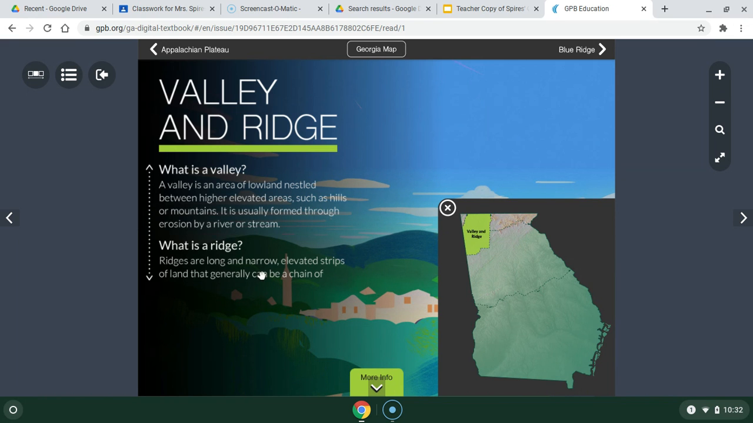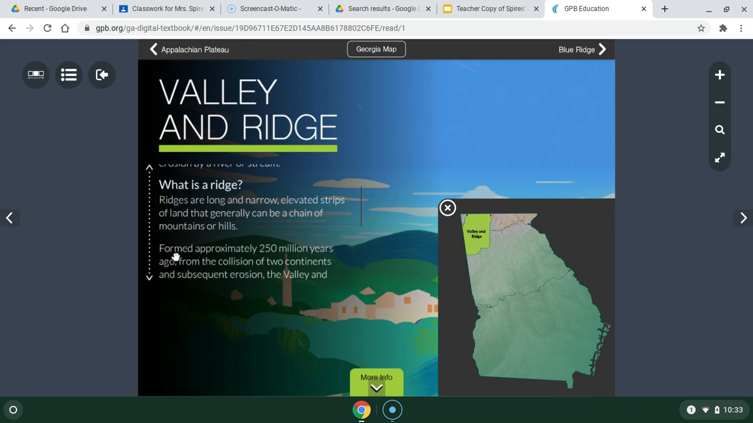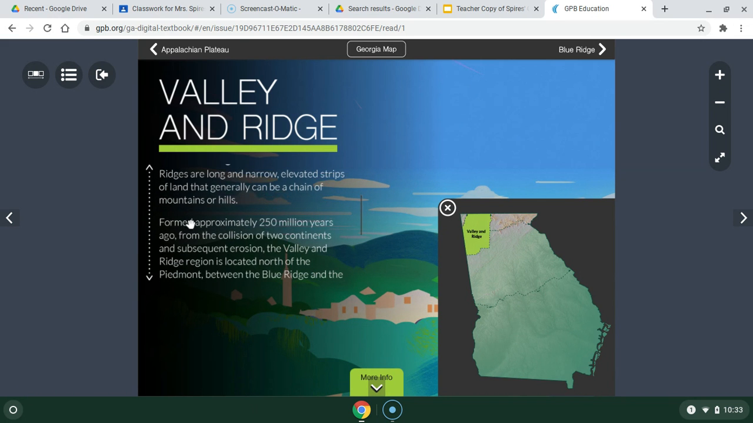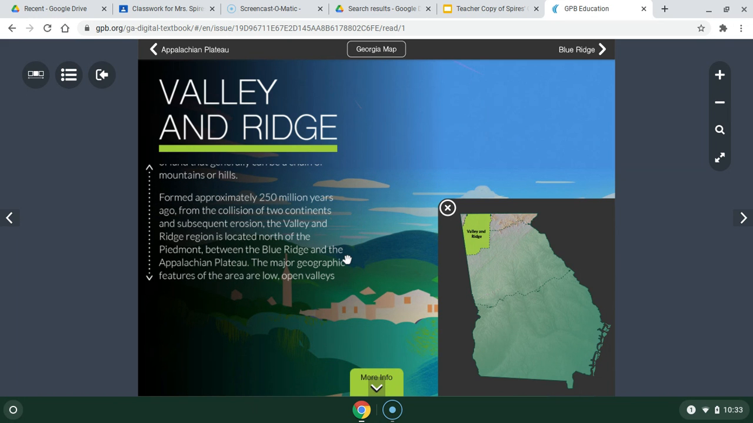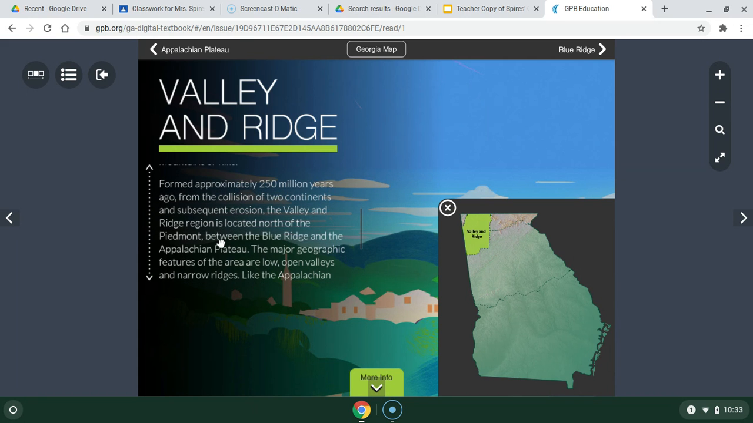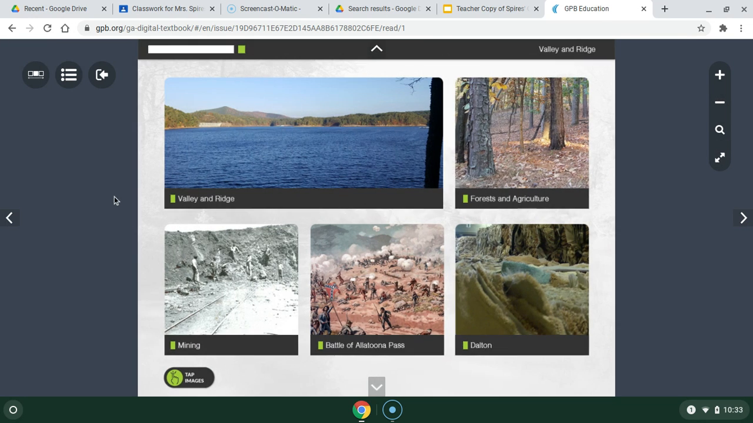A ridge is a long, narrow strip of land that can be a chain of mountains or hills. All right, and it says that this area, the valley and ridge area, was formed when two continents collided together, and then erosion caused it to form. Okay, and it happened between the Blue Ridge region and the Appalachian Plateau. All right, so let's look at some pictures of some things in this area.